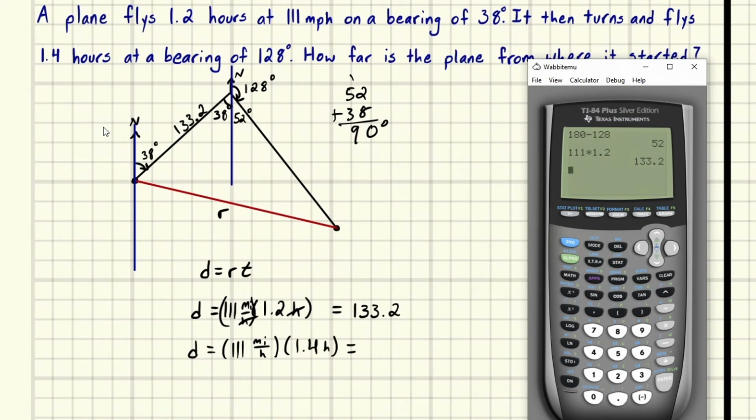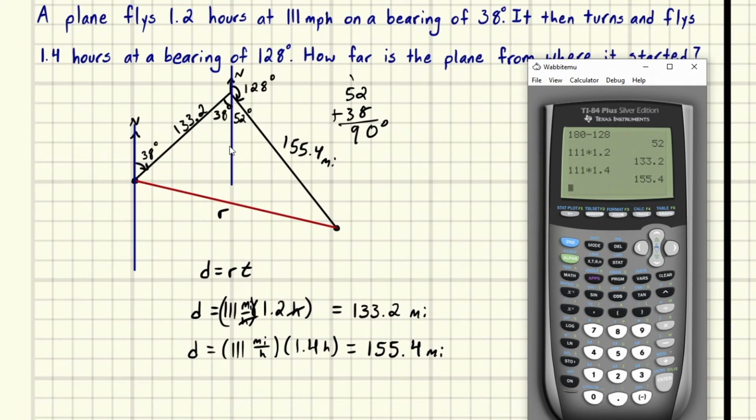Units cancel out. We're left with miles. So we're going to have 111 times 1.4, and we get 155.4 miles. Now, because this is a right triangle, you might want to use sine or cosine, and we can actually do this to check our answer.